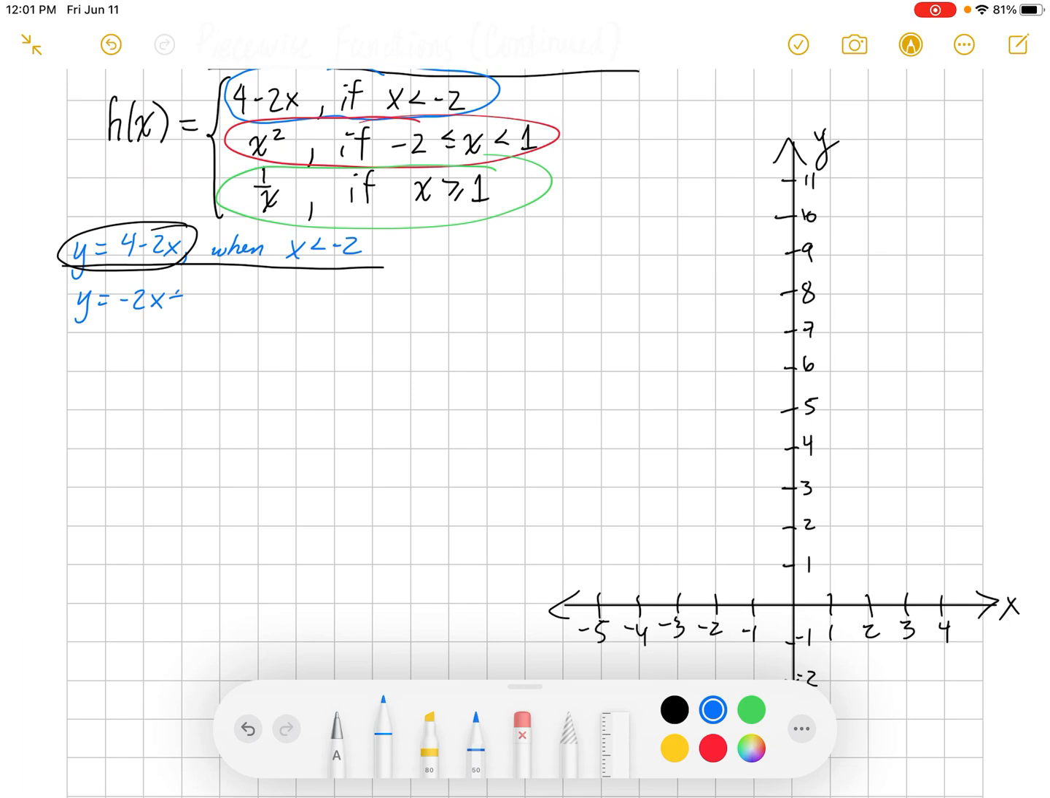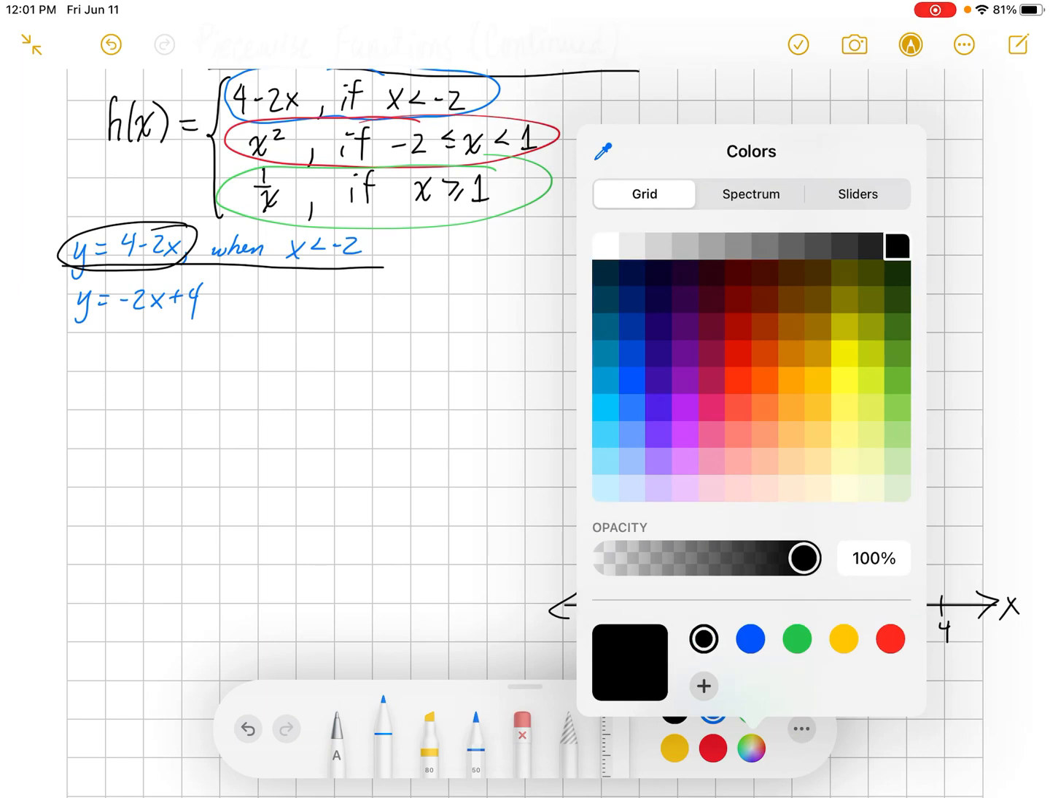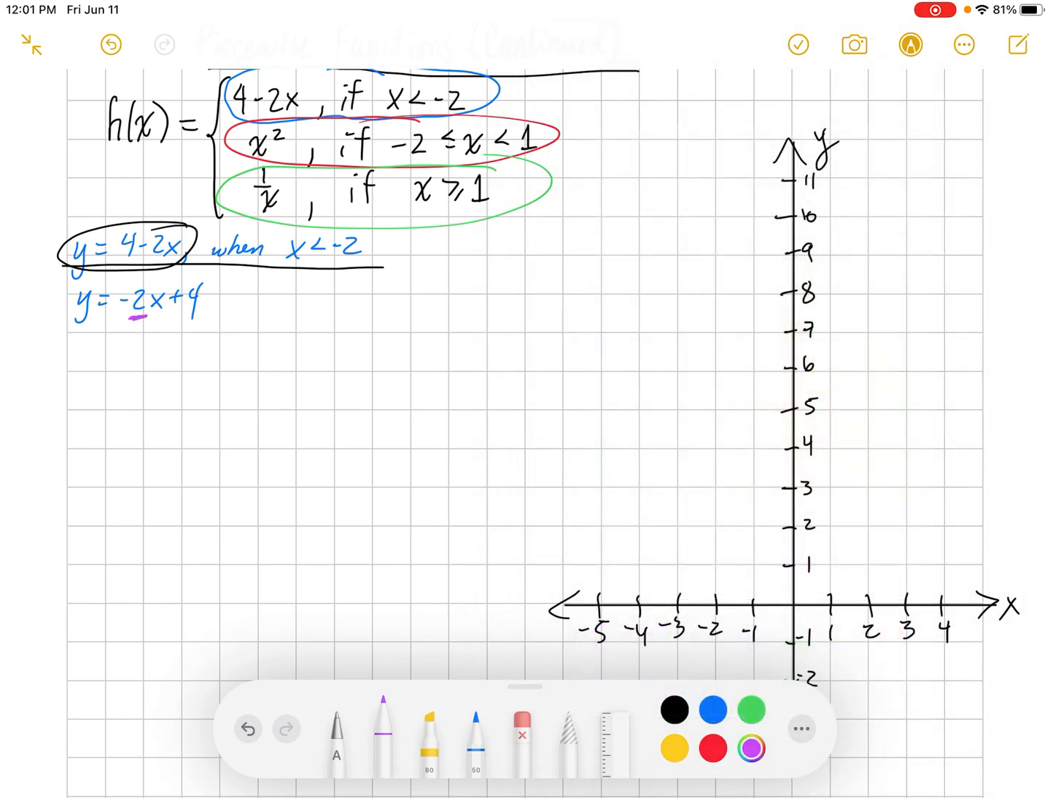Well, that's going to be a line, right? We can rewrite that as y equals negative 2x plus 4. That's called the y equals mx plus b form, or the slope-intercept form. So the minus 2 is the slope. We call that the m, right? M is minus 2. And the y-intercept is what we often call the b. That's the plus 4.